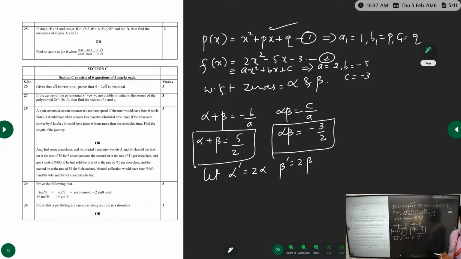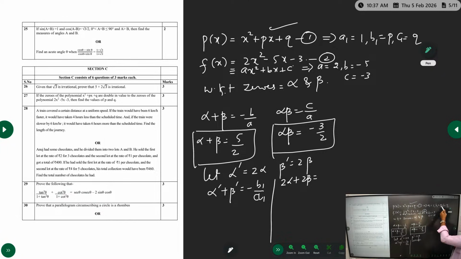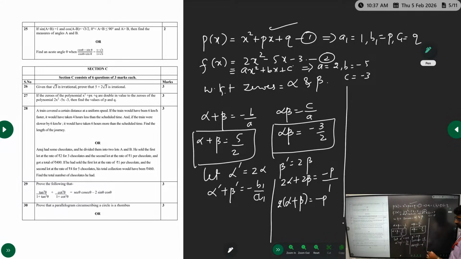Now they became double. Now what will be the sum of zeros? Alpha dash plus beta dash equal to minus b1 by a1. Am I right? What is alpha dash value? What is beta dash value? Then can I write it as 2 alpha plus 2 beta is equal to minus b1, and b1 value is how much? Minus p. What is a1 value? 1. 2 common, alpha plus beta is equal to minus p. Now what is alpha plus beta value? 5 by 2. 2 and 2 get cancelled, 5 is equal to minus p. Then the value of p is minus 5.